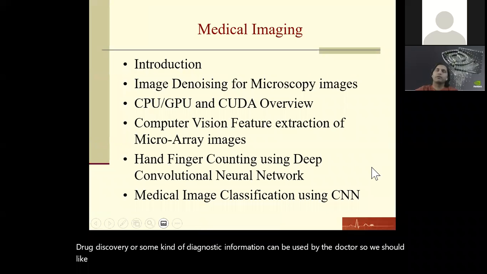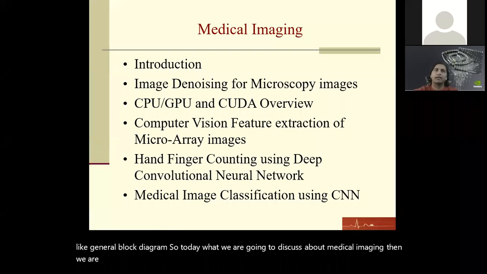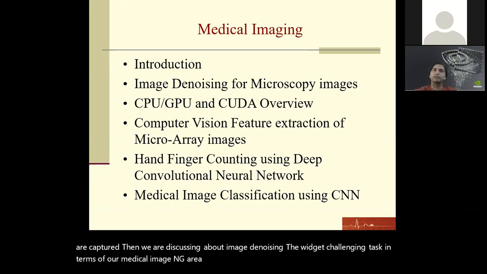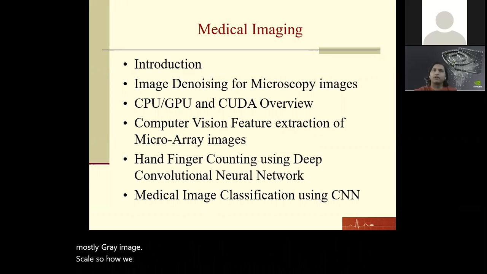So today what we are going to discuss is medical imaging. Then we are going to have a little bit of introduction: what exactly is medical imaging, and how the images are captured. Then we are discussing image denoising, which is a challenging task in medical imaging, because most of the images are black and white, mostly gray scale images. So how can we interpret and denoise that?